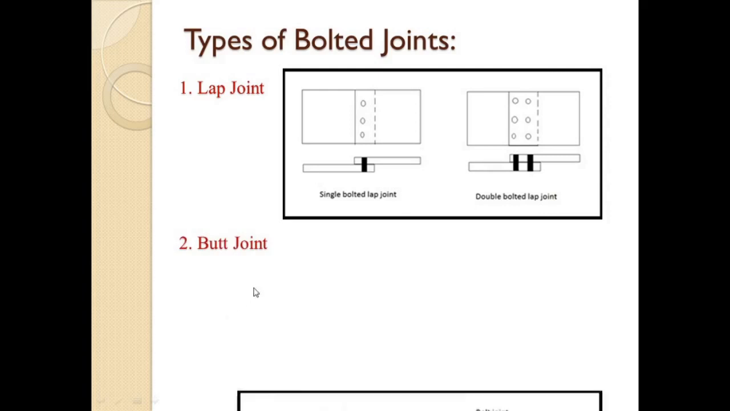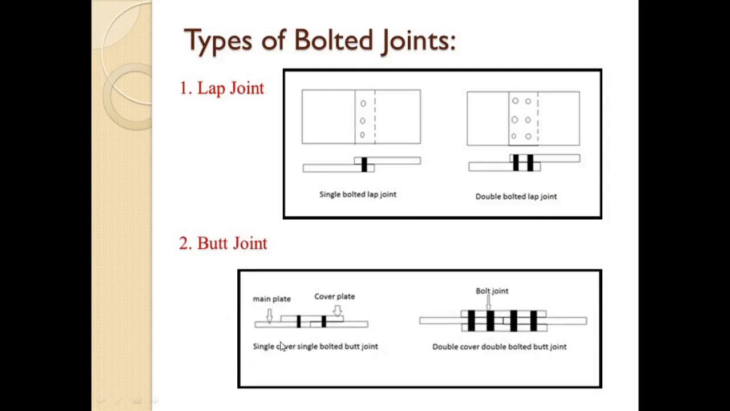Next is butt joint. Here we can see in a butt joint the members or the main plates are connected by using a cover plate on one side or both sides. Okay, if the cover plate is used on one side of the main plates to connect the joint, then we can call it a single cover single bolted butt joint, and if the cover plate is used on both sides of the joint, then we can call it a double cover double bolted butt joint.